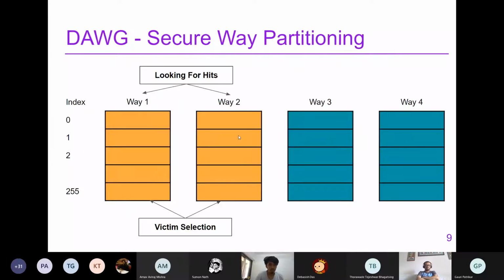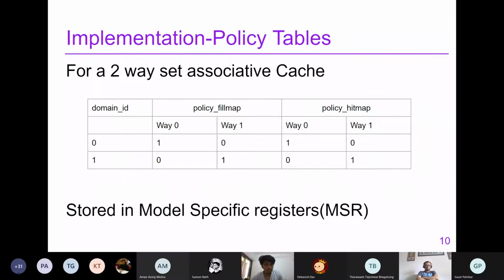So now just to explain how this is implemented, let us take the example of say a two-way set associative cache, right? And say there are two protection domains, domain 0 and domain 1.